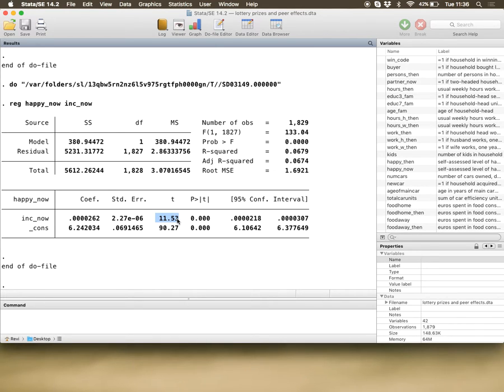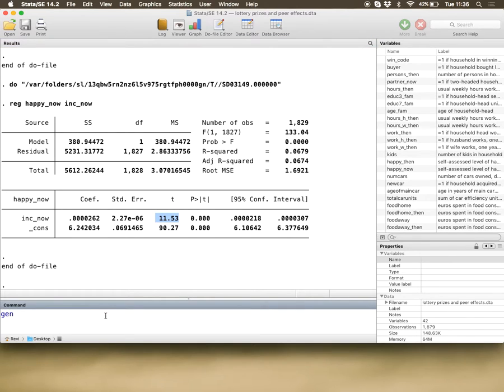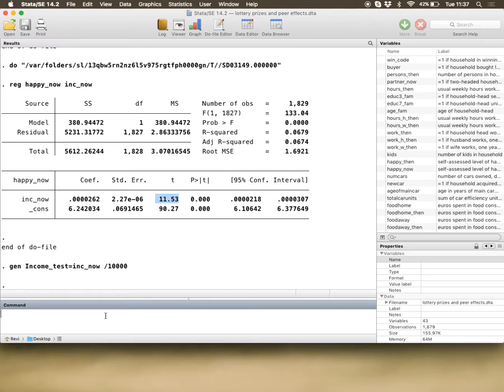Always look at that, because look guys, and we will see this later on, let's say I generate a new variable. Let's call this income test, and let's say I want to express this income in thousands. So I go to income now, and I divide this by 1,000. Can I do that? I can express income in thousands of euros, right? Can I express it in 10,000s of euros? Of course I can. So let me try and run the same regression: happy now, and income test.